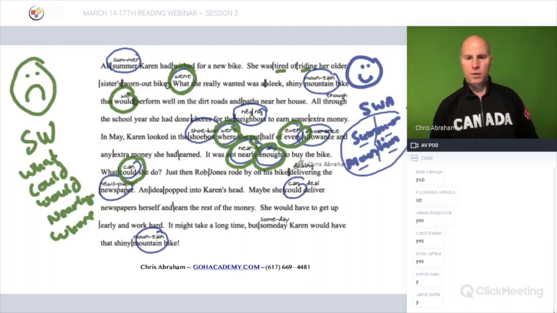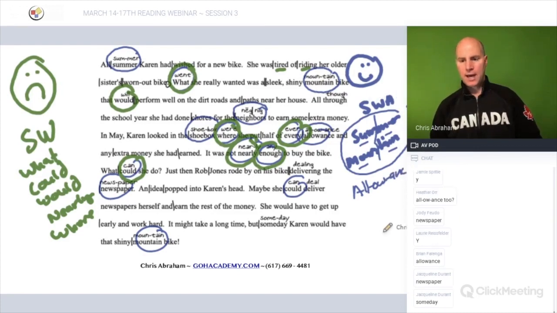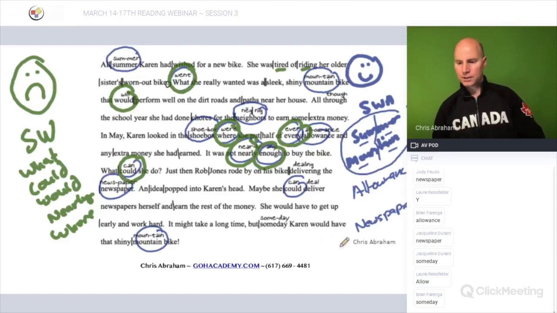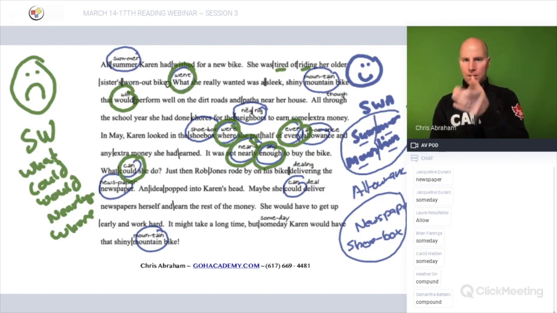And what other word could fall in here? Summer, mountain, allowance, right? Allowance, that would fall there. And then another category, yeah, I like it. Newspaper, and what's the other one? Newspaper and shoebox, right? That could be structural analysis with what type of words? Compound words.